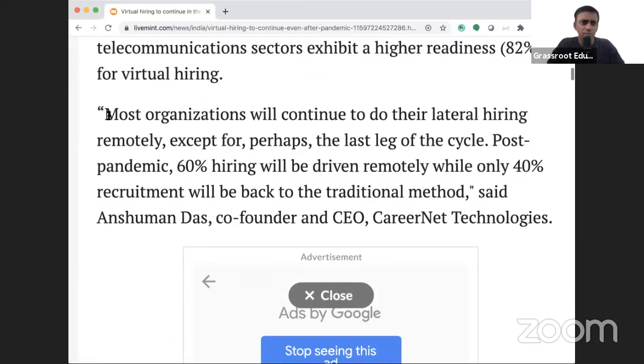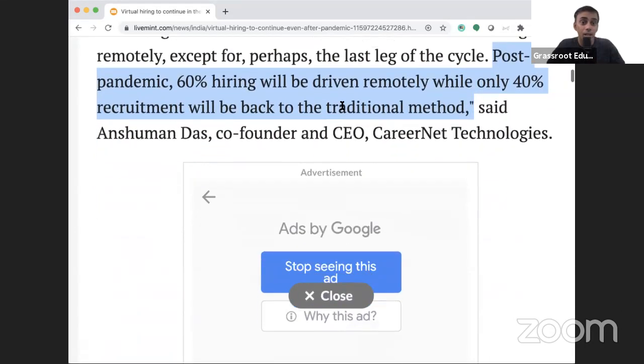Now, most organizations will continue to do their lateral hiring remotely, except for perhaps the last leg of the cycle. What do you mean by perhaps? Maybe. Post pandemic, 60% hiring will be driven remotely, while only 40% recruitment will be back to the traditional method, even after the pandemic. I hope you're able to get the meaning. And who said this?